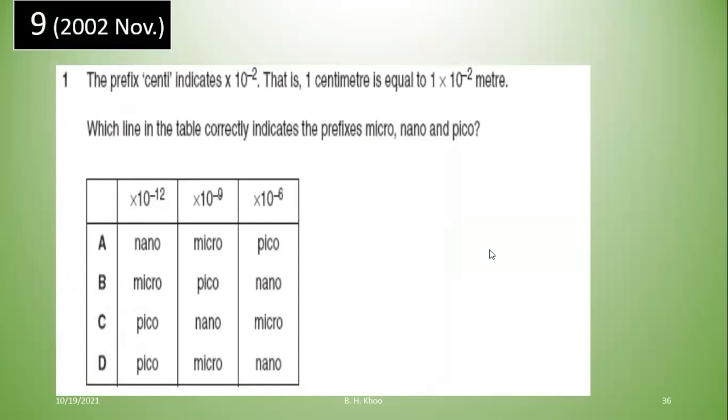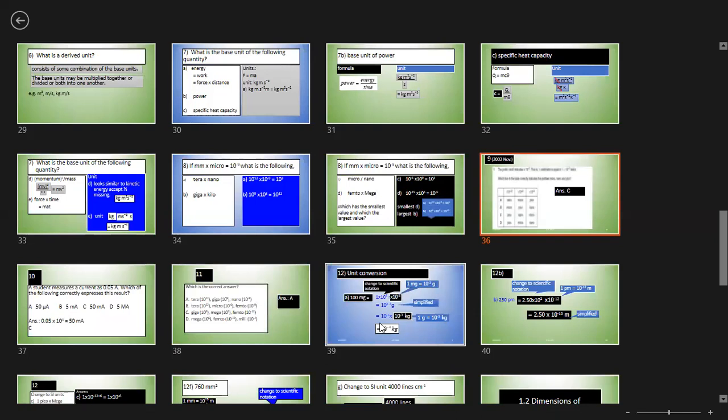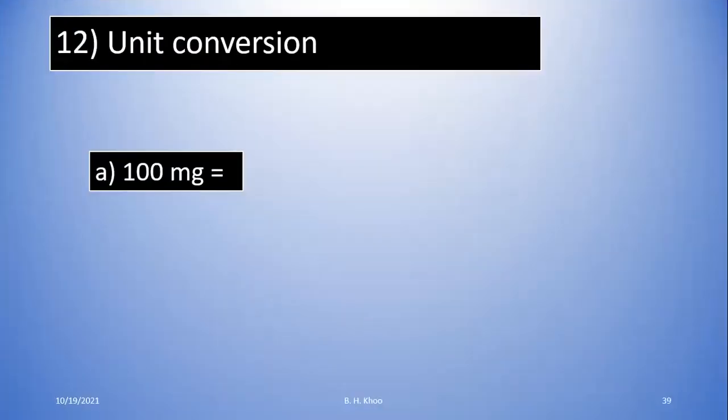Okay, and try your past year paper for A-level students. STPM students can try from your book. Unit conversion is important. Right?